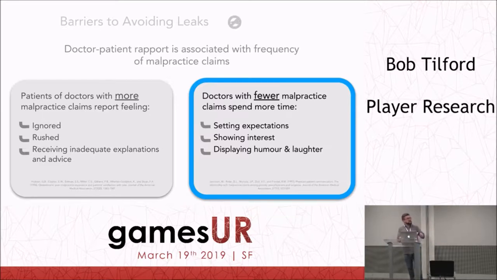That's things like letting their patients know how their treatment is going to proceed, what their prognosis is likely to be, and what they should expect from it. They spend more time showing interest in patients' thoughts, saying things like, "Tell me more about that," and "What do you think caused those symptoms?" And they spend more time displaying humor and laughter. So, consistent with aggrieved staff leaking information, patients who feel they had poor communication with their doctor, poor rapport with their doctor, might be more likely to sue them.